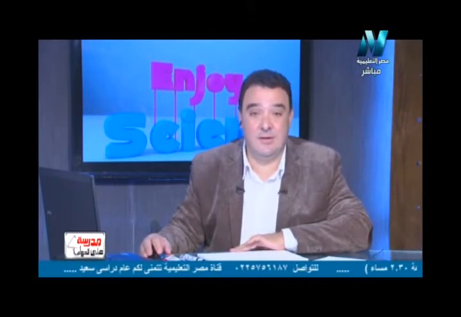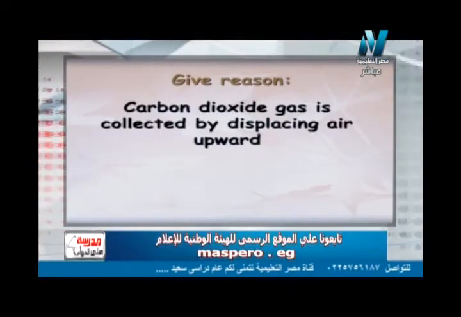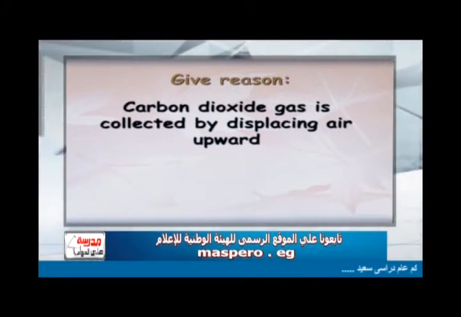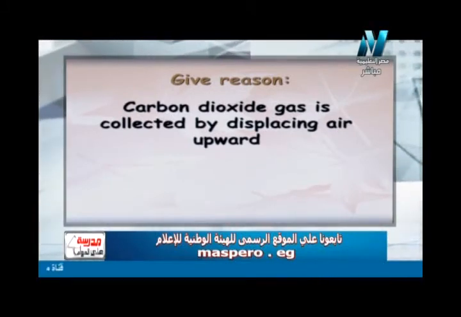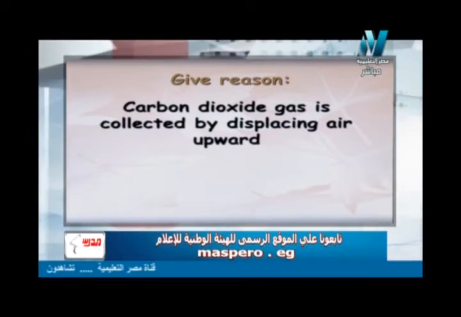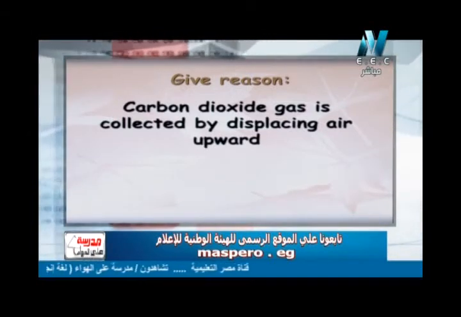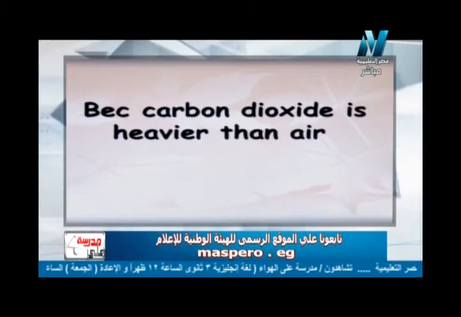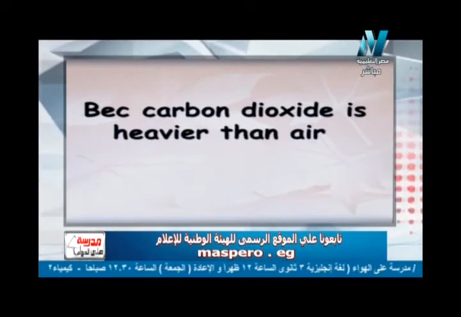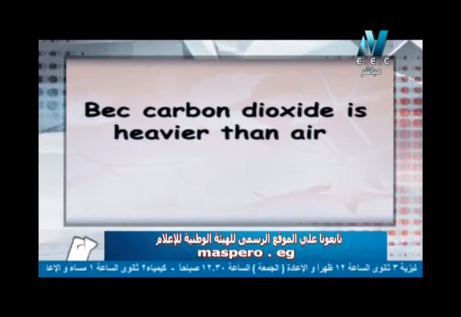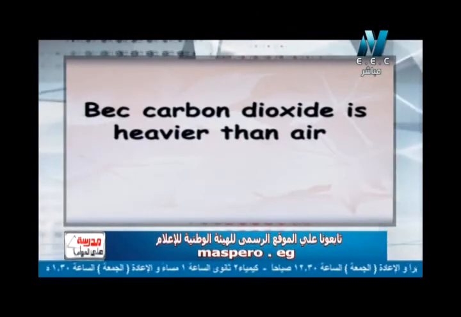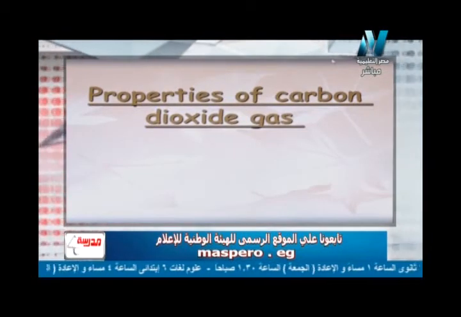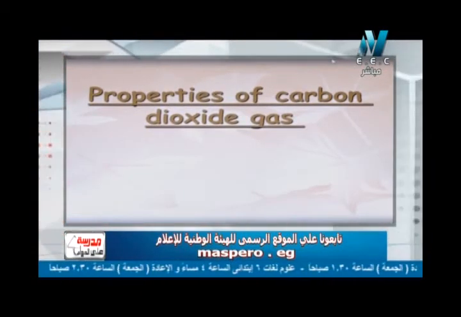The question says that give reason carbon dioxide gas is collected by displacing air upward. يعني عشان أجمعه في الناحية اليمين خالص من الاكسبيرمنت بجمعه عن طريق displacing air upward، بإزاحة الهواء لأعلى. ليه هو بيزق الهواء لفوق؟ Surely I have a reason for that, because carbon dioxide gas is heavier than air. هو أتقل من الهواء، عشان كده هجمعه عن طريق upward displacement of air. So now what are the properties of carbon dioxide gas؟ بعد ما حضرناه عايزين نعرف بقى كويس قوي what are the properties of carbon dioxide gas.